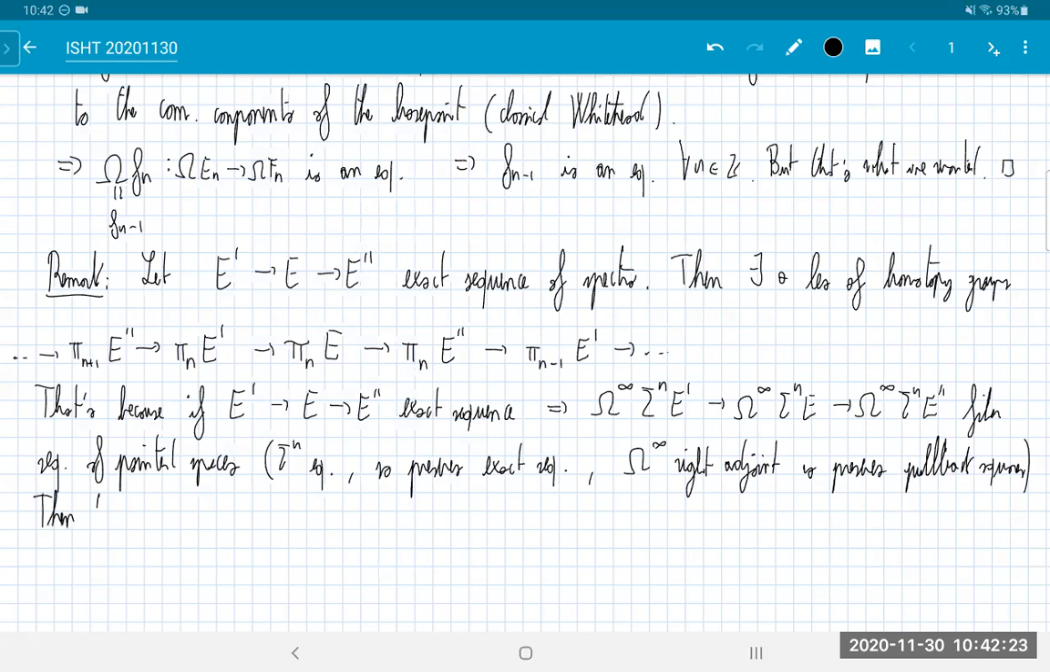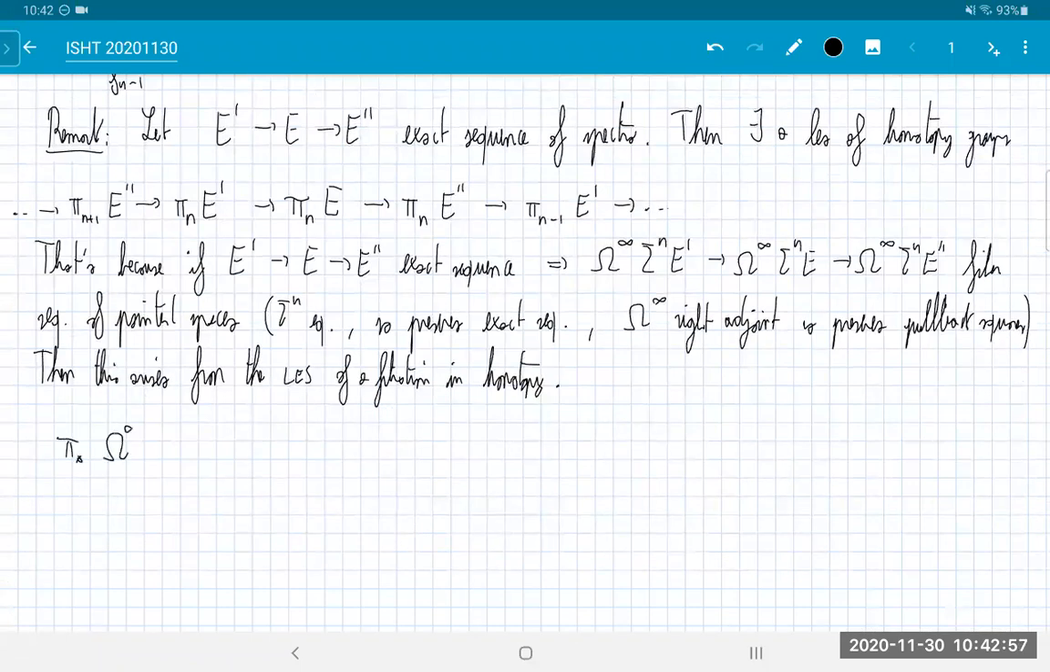And then this arises from the long exact sequence of a fibration in homotopy that we have seen last semester. And of course, for every n, you just get a fragment. You get the sequence from π_n onwards, from π_{-n} onwards, because π_* of Ω^∞ Σ^n E is π_{*-n} of E by the formula. Remember, this is just E_n. But then you can glue together these sequences as n varies, and you get a long exact sequence for every * in Z.